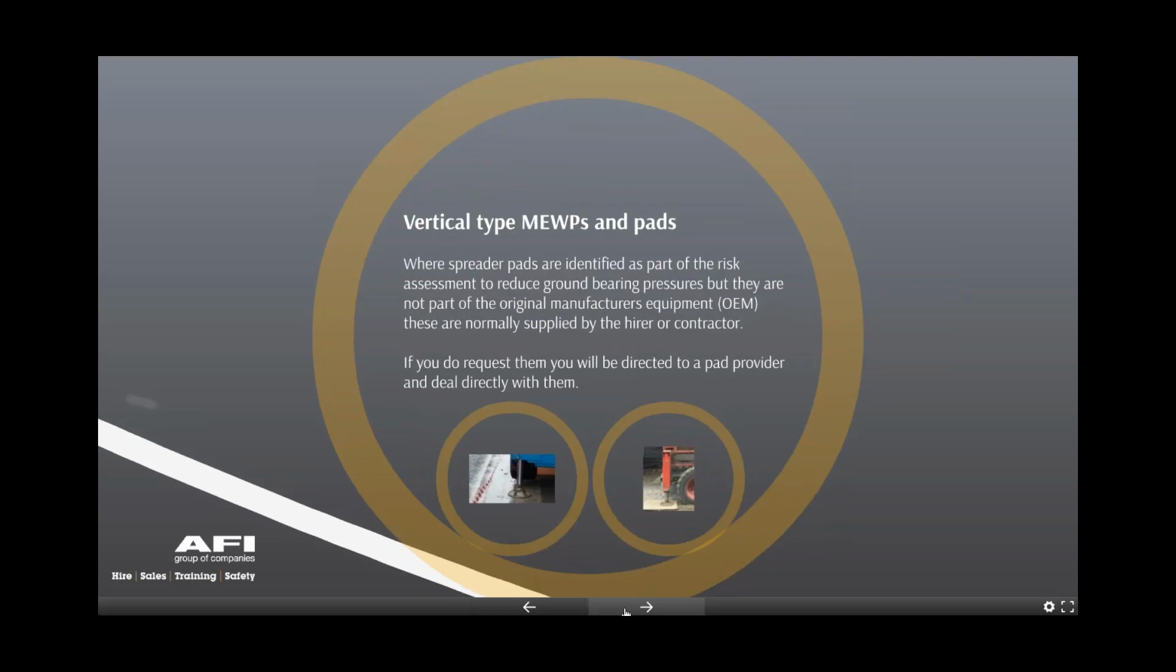So vertical types. As you can see on the picture there, spreader pads are identified as part of the risk assessment to reduce ground bearing pressures, but they are not part of the original manufacturer's equipment, the OEM. These are normally supplied by the hire company or contractor. So when we purchase our machines, we will not be sold pads that go with a vertical type machine. For the simple fact, your Genie, your Skyjack, your JLG manufacturers, they will not put that liability on themselves to say they've supplied us with an 800 by 800 mil pad, because they have absolutely no idea where we or our clients are going to use them.